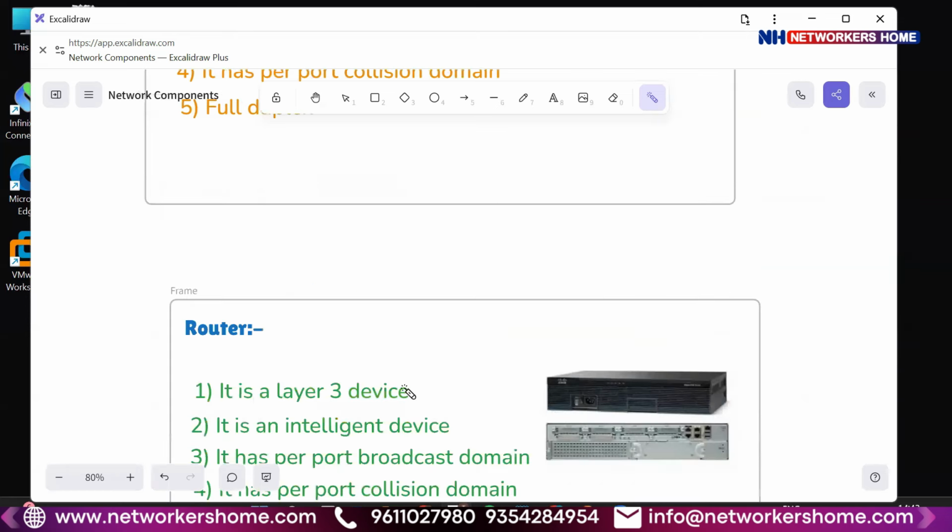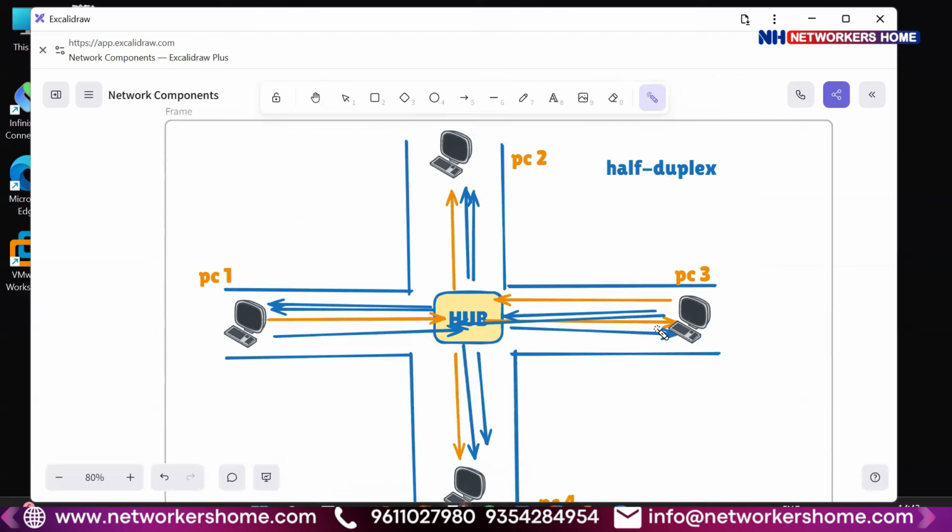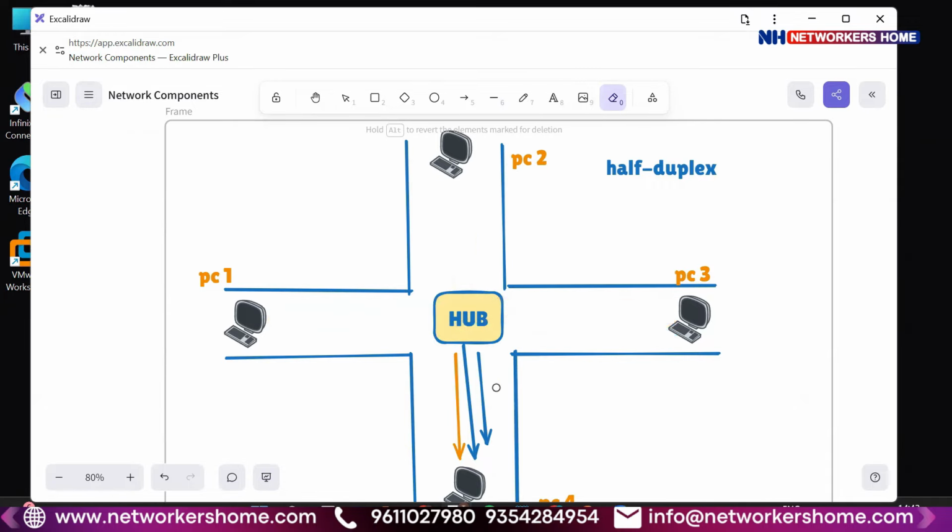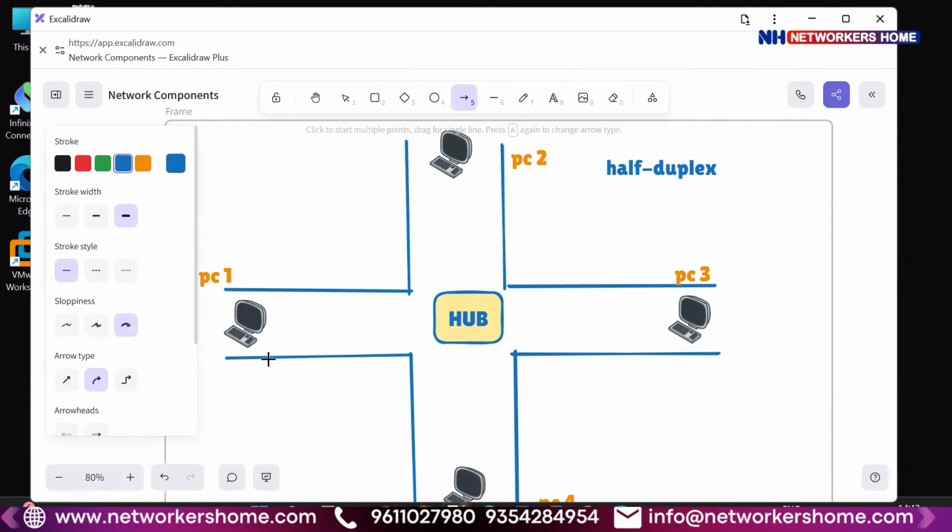Okay, right. Come to this part. Here, there are four PCs: PC 1, 2, 3, and 4. And there is a hub in between. Now my task is to communicate from PC 1 to PC 3. I want to communicate from PC 1 to PC 3.